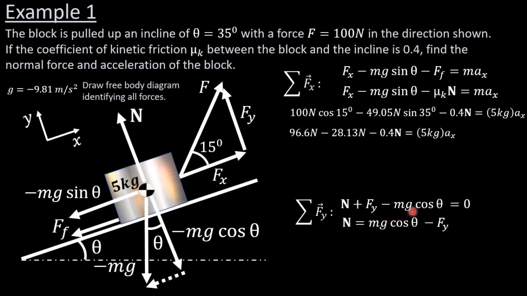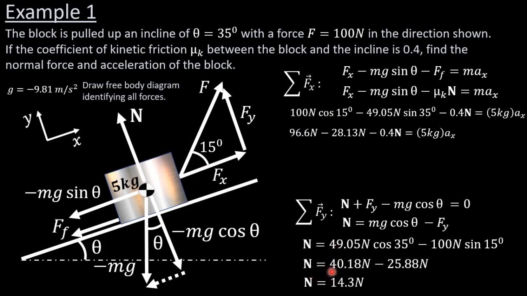Okay, so I add this term to both sides and subtract this term from both sides to get this. Substitute all my numbers in again, and I get the normal force as 14.3 newtons, and that answers the first part of the question. Okay, so we found N, the normal force, which is 14.3 newtons.